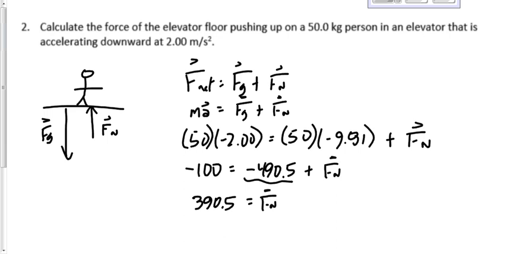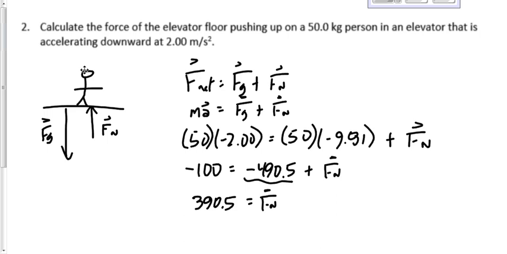Now, why don't I divide it by 490.5? Because it's not attached to the Fn, right? If it was 490 times Fn, I'd divide it. But it's not. It's negative 490 plus Fn. So it's really like saying Fn minus 490. Take the 490 over to the other side by adding. So we get 390.5.